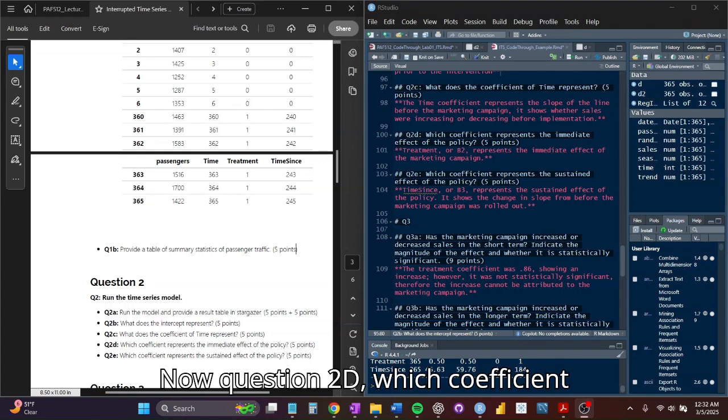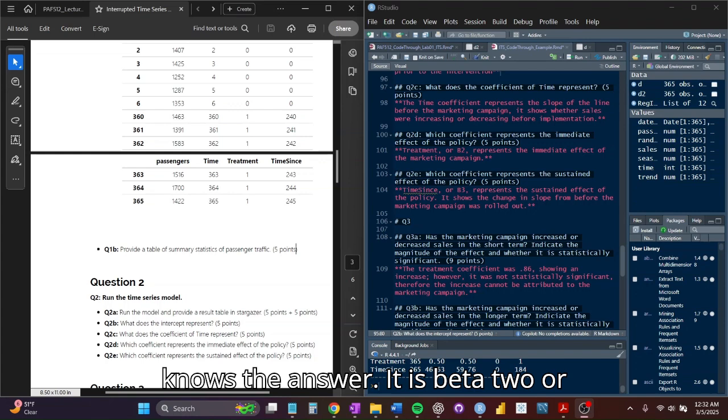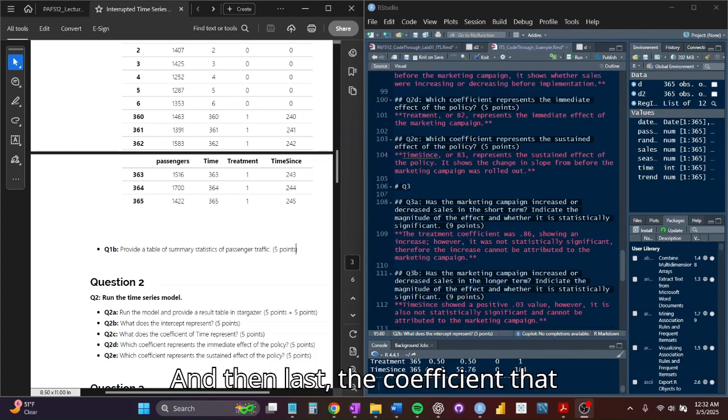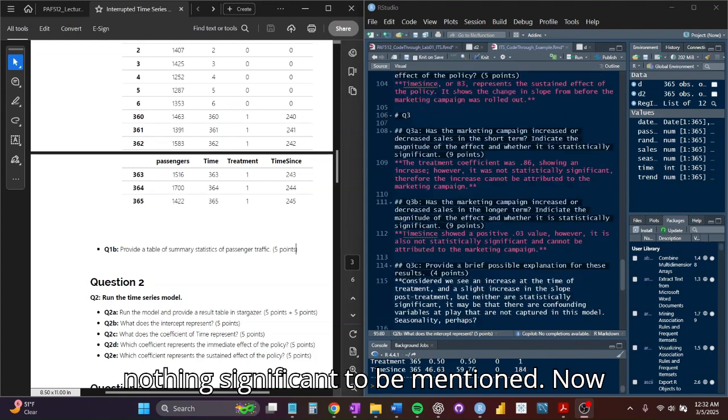Okay, now question 2D, which coefficient represents the immediate effect? Everybody knows the answer. It is beta 2, or treatment as we've categorized it, that represents the immediate effect, if any. And then last, the coefficient that represents the sustained effect of the policy will be the time since coefficient, which is also beta 3. That represents if there was a sustained effect, which in our case, there was nothing significant to be mentioned.